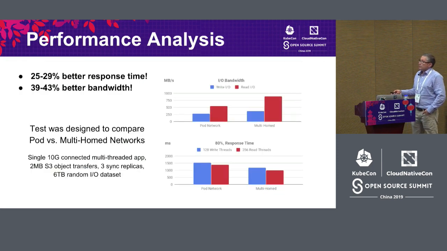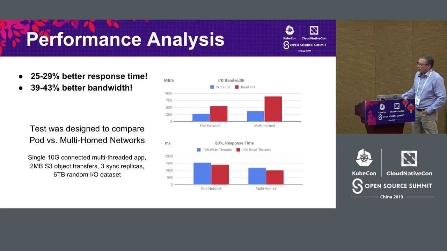So here we go. We've done some performance analysis. Obviously, I was expecting actually better numbers than this, but they are still quite significant if you think about it. So what do we see here? Better response time. Response time in the case of multi-home is significantly better, by almost 30%. This is when you're just leveraging one pod network, and this is with multi-home network.